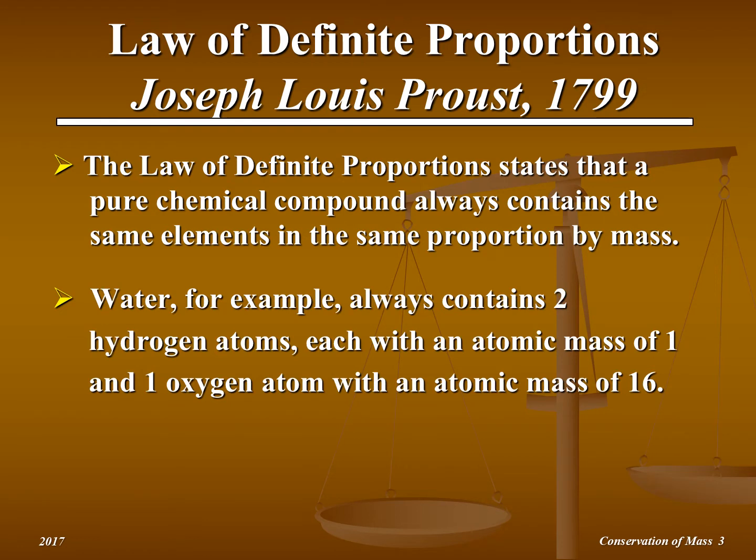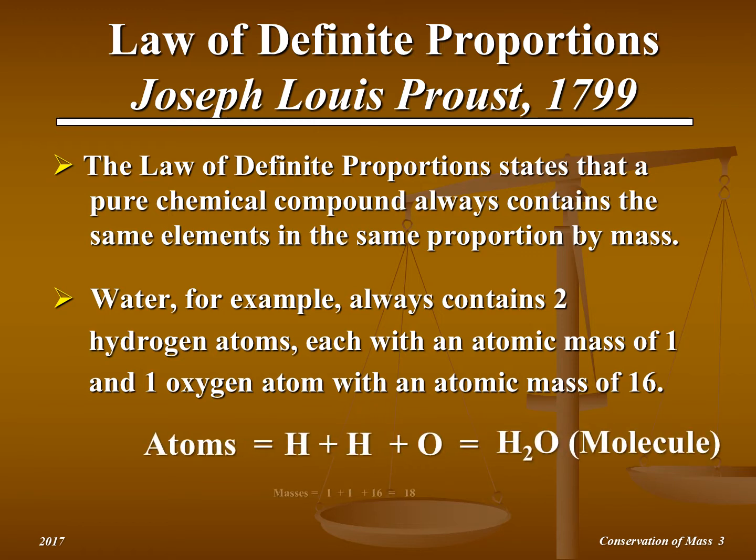The molecule of water always contains 2 atoms of hydrogen, and 1 atom of oxygen. Hydrogen has an atomic mass of 1, and oxygen an atomic mass of 16. The total mass of the water molecule is therefore 2 plus 16 for a total mass of 18. The proportion of the hydrogen mass in water will always be the ratio of 2 to 18, and oxygen will always be the ratio of 16 to 18.